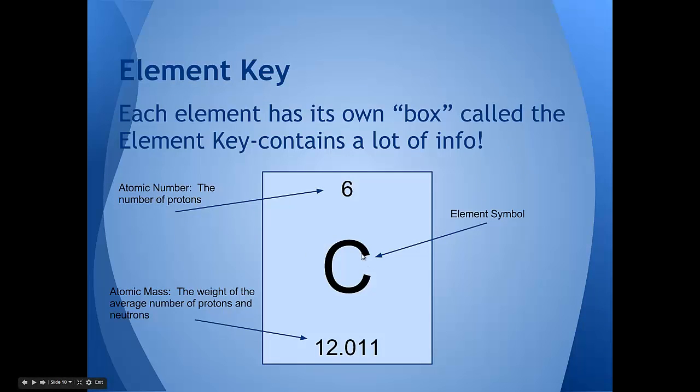All right, each box on the periodic table represents one element, and they are called an element key. And there's a lot of information that you'll need when you look at an element key. The number at the top is the atomic number, which is the number of protons in one atom of that element. The middle letter or letters is the element symbol. And then the bottom number is the atomic mass, which again is the weight of the average number of protons and neutrons.